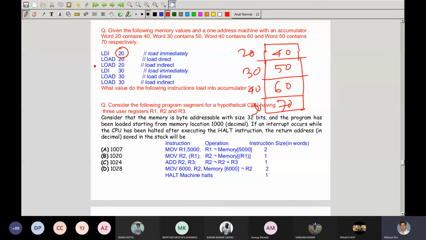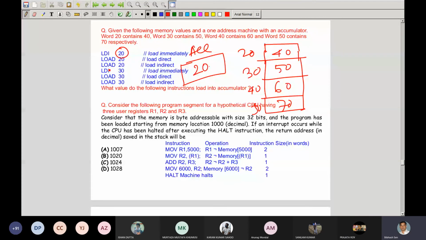LDI 20. So the accumulator content: LDI directly, the value will be 20 because it is load immediate. Here I am not loading from storage location 20. Load immediate 20, so the content of the accumulator is 20. Is this point clear? Yes, sir.